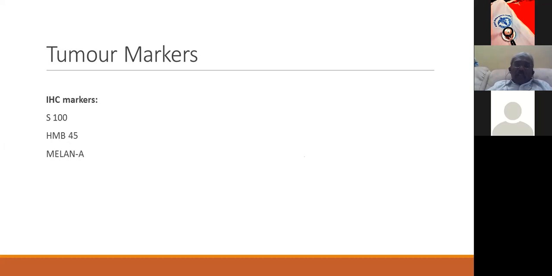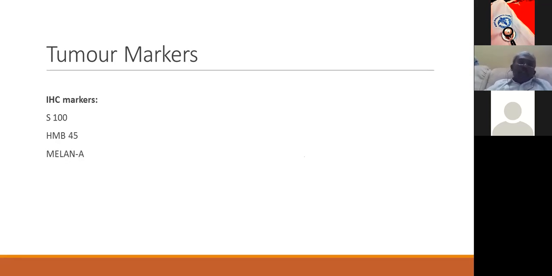There are some centers, especially when they have an element of doubt, and if they are planning for neoadjuvant therapy, then these types of tumor markers are important to assess the response of the disease to your neoadjuvant therapy. Let us now wait for the therapy part of it.